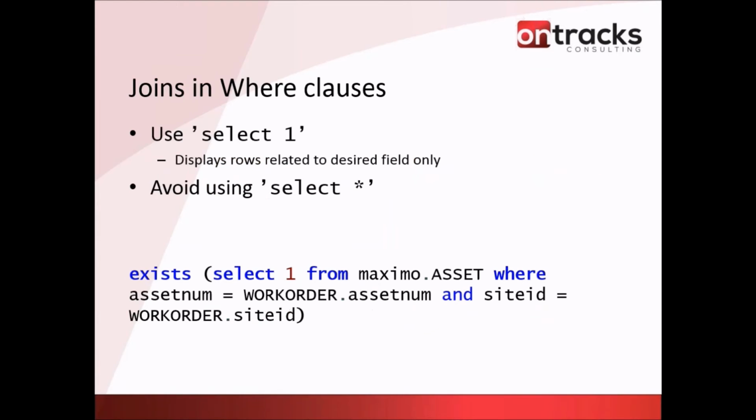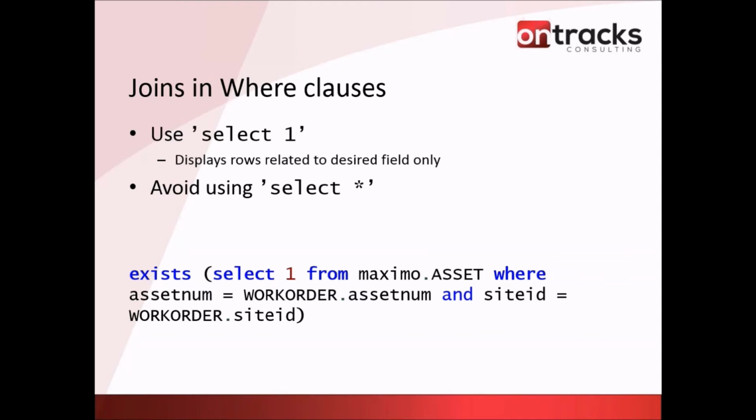Now, going into joins, you know that joins are a big part of Maximo because it's a relational database. So when we're doing joins, instead of doing select star, well, for those of you who are not familiar with SQL, select is a command that we use to retrieve information from the database. So it's pretty much select this field from this database.